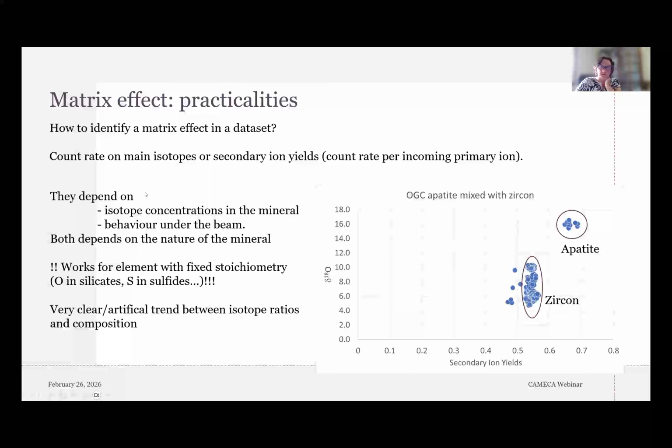That works also for unknowns. We can look at the difference in secondary ion yield between the unknowns and the reference material. Well, that works really for elements with fixed stoichiometry, for example oxygen in silicate and sulfur in sulfides, but not for trace or minor elements with variable concentration. That said, as I said before, there's usually a quite clear-cut trend between isotope ratio and composition when a matrix effect is present.